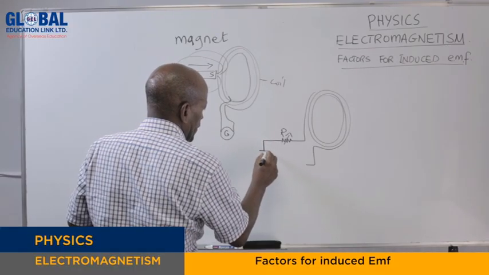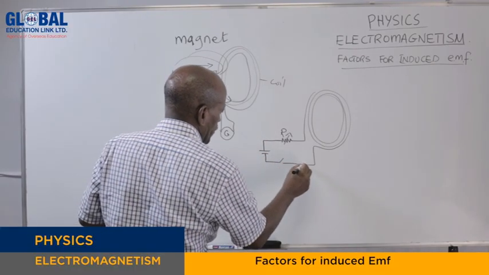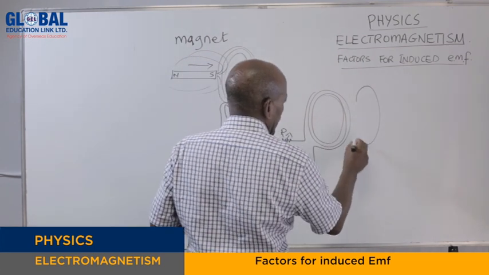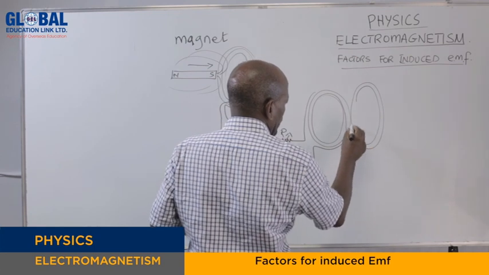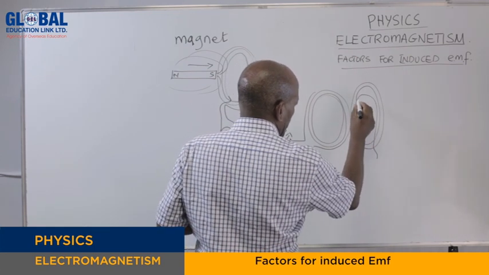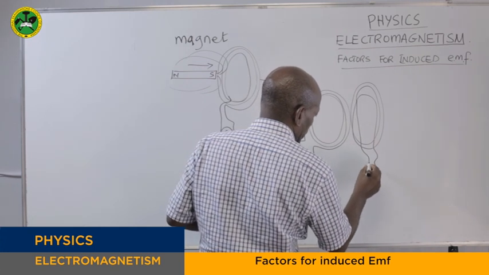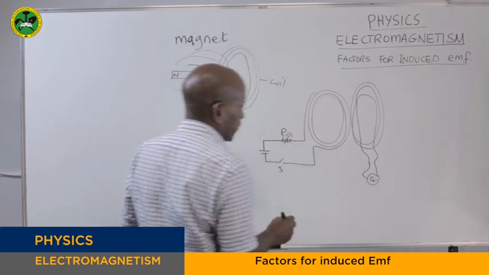to a cell and to a switch. And we could have another, secondary coil there, very near to it. And this secondary coil can as well be connected to a sensitive galvanometer, G.